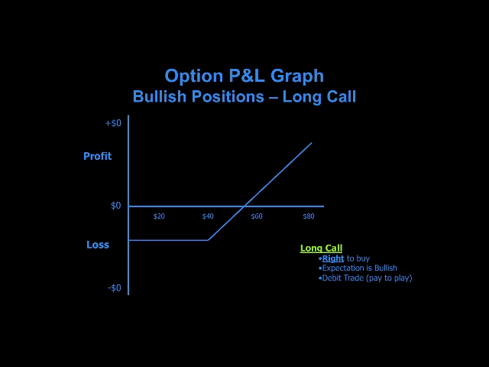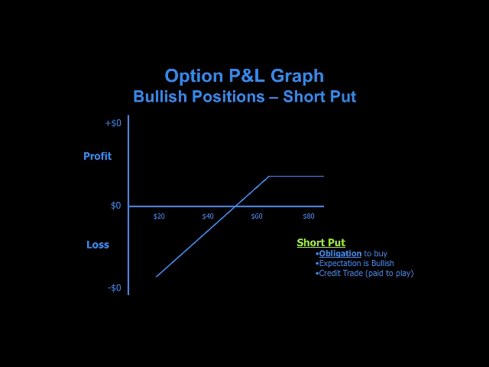Generally, in a debit trade, your total risk is the cost of the trade itself. Okay, that's a debit trade. A short put is an obligation to buy, because you've got a short out there.